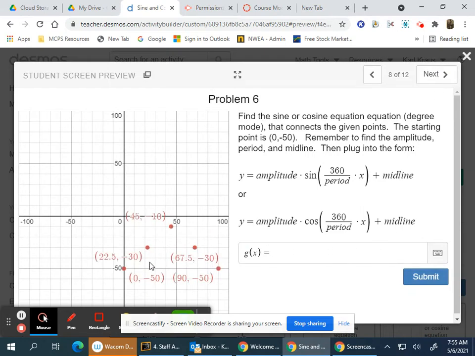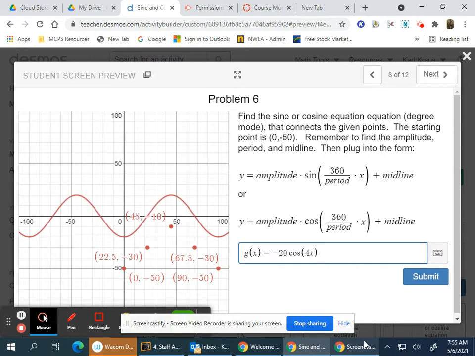Problem 6 starts at a minimum, ends on a minimum. That's a negative cosine. And my amplitude, -30 to -10, would be 20. And 360 divided by 90 is 4. And then my center line is -30.